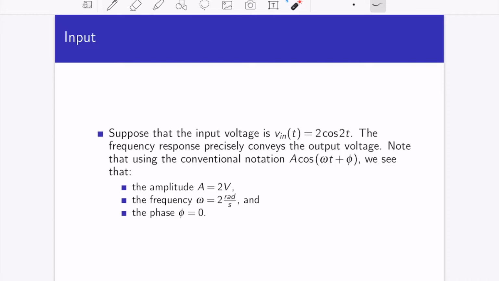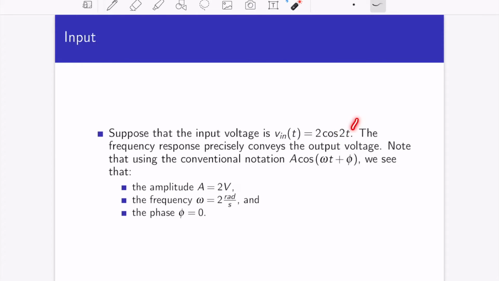And I think it will help you to understand what's going on to look at it for just one input that's a single sinusoid. So suppose I have some value, Vin of t is equal to 2 times cosine 2t. So what is the amplitude? The amplitude is what's in front of the cosine, so it's going to be 2 volts.